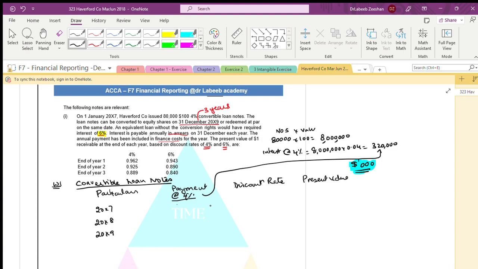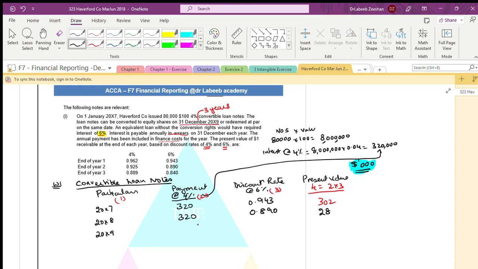If you are taking it in thousands, it comes to 320. Discounted at the rate of 6% present value factor, it comes to 0.943. This is column 1, this is column 2, this is column 3, and column 4 is nothing but 2 times 3. It comes to 302. Again, it is going to be 320, times 0.890.